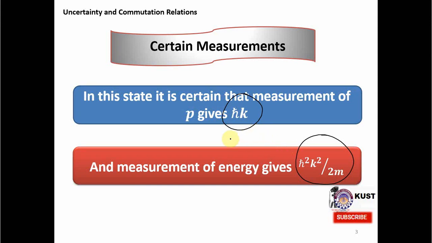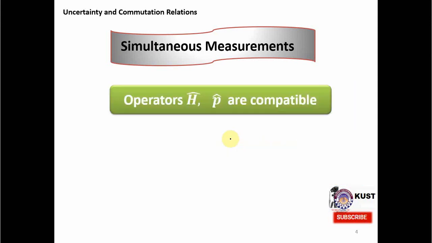So there will be uncertainty between them. Simultaneous measurements for the operators H and P are possible, since H and P are compatible. So in this slide I give you the complete recipe for the uncertainty and commutation relations and simultaneity of eigenfunctions.